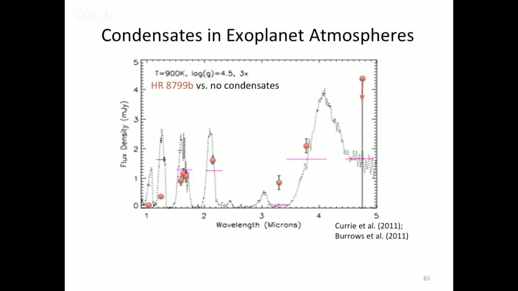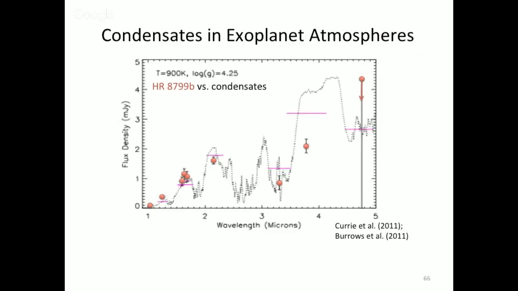So the directly imaged planets now have direct spectroscopy, and we're starting to see that that data really requires, just like brown dwarfs, some degree of condensation to explain their energy distributions. This is from a paper by Thane Curie looking at the sort of just photometric measurements of HR879b, and comparing it to a model with no condensates, that's the dashed line here, which fits fairly poorly.